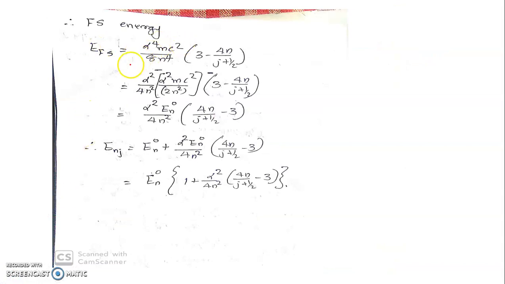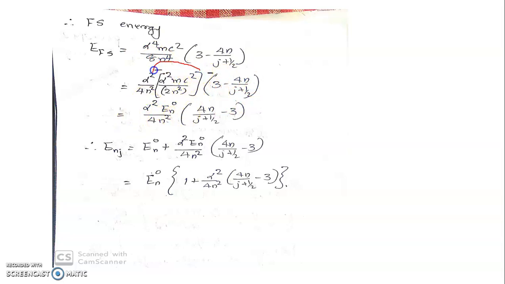So the fine structure energy is alpha raised to 4 mc square by 8n raised to 4 into 3 minus 4n by j plus half. Let me multiply this by a minus into minus. So this is alpha square by 4n square. We will arrange it like this: minus alpha square mc square by 2n square. The overall quantity is exactly the same as this one, and this minus will be absorbed here in the next step. This is now alpha square.